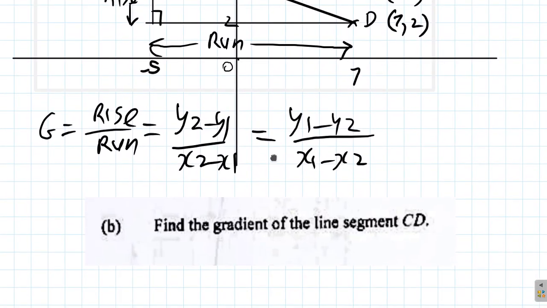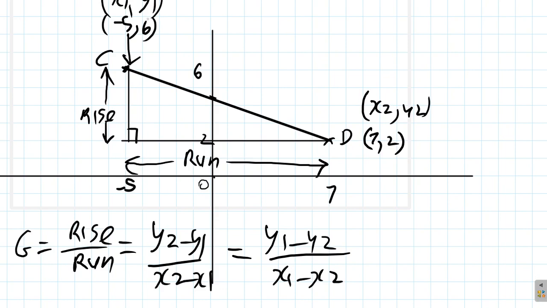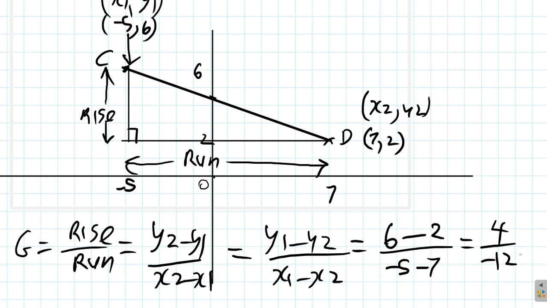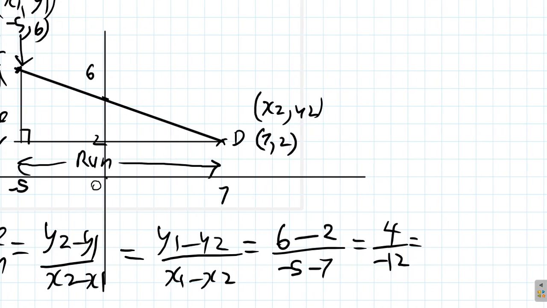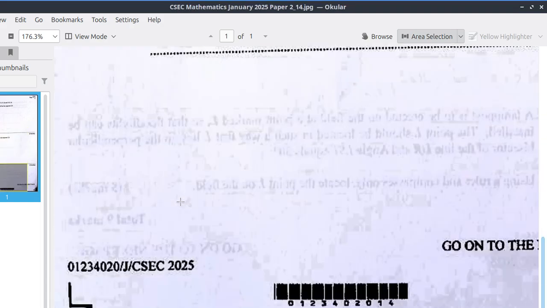So here now, the gradient, if you use y1 minus y2, you'd have y1 is 6 minus y2 is 2, divided by x1 is -5 minus x2 is 7. So 6 minus 2 is 4 divided by -5 minus 7, which is -12. So you have a gradient of -4 over 12, which is -1/3. A gradient of -1/3 it would be. Alright? So we'll continue in the next video.